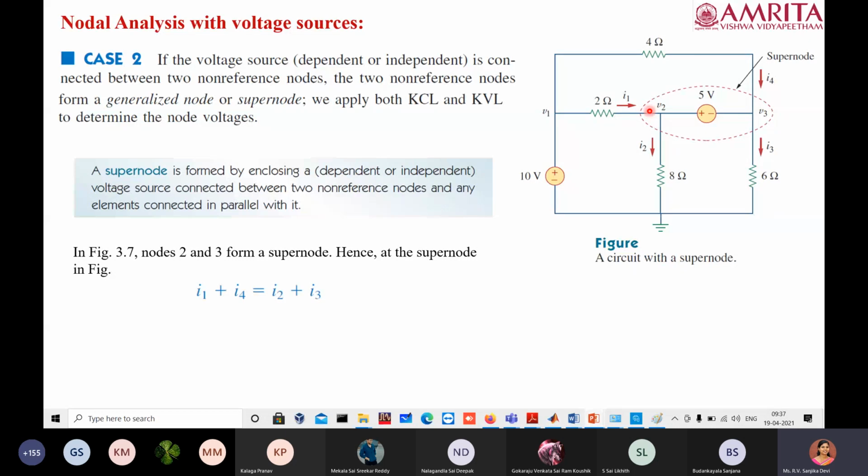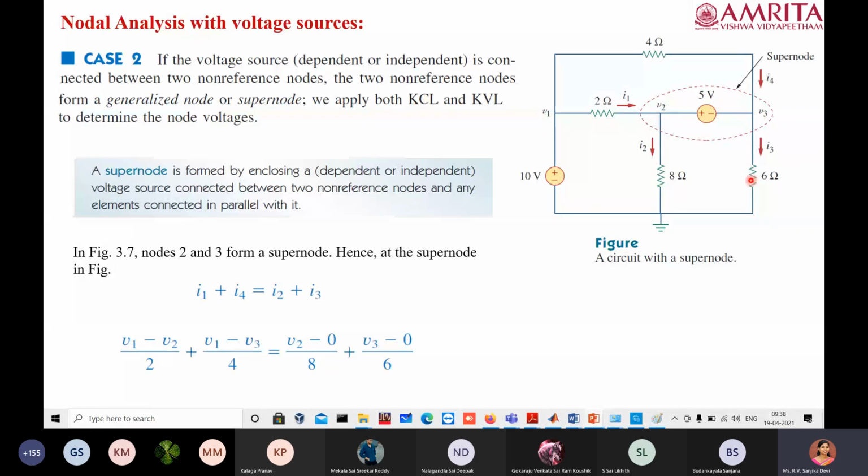Once we get these currents, we can represent them in terms of nodal voltages. What is I1? I1 is coming from V1 to V2, so I1 is equal to (V1 minus V2) by 2. Similarly, I4 is coming from V1 to V3, so I4 is equal to (V1 minus V3) by 4. Same way for I2: I2 is flowing from V2 to the ground, so I2 is equal to V2 by 8, and I3 is equal to V3 by 6.